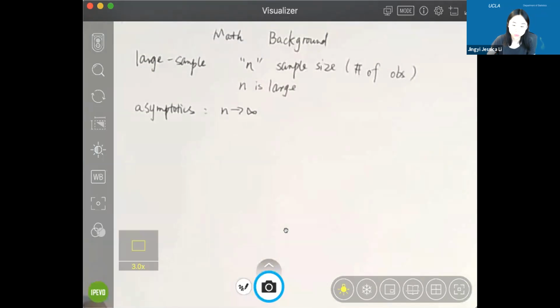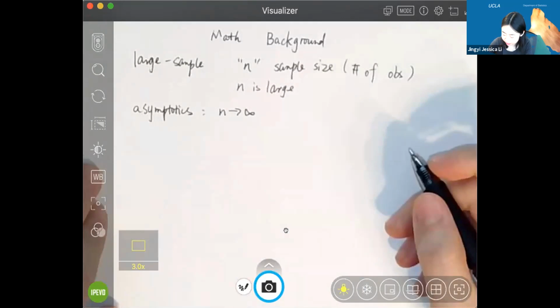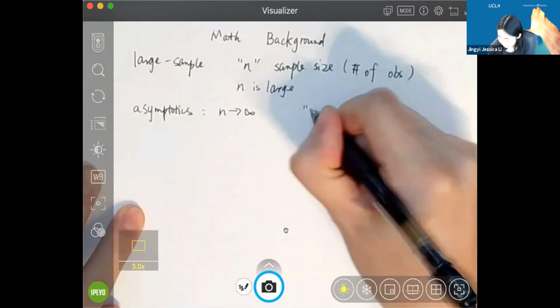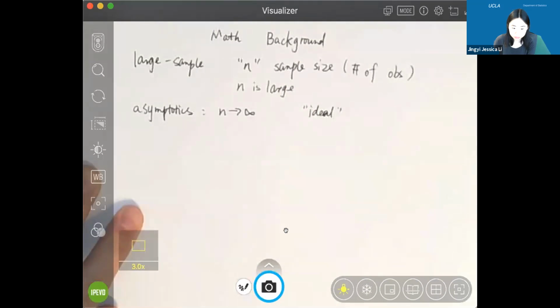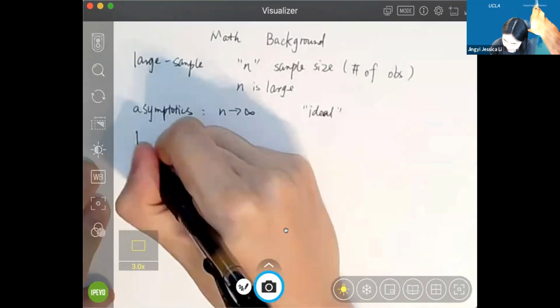Okay, so when n is infinity, we have no excuse to say our sample is too small, so we are not doing well. We cannot say that. So that's why you can think about asymptotics as an ideal in our statistical learning. Okay, so you see, we are trying to study this increasing sequence of n, right? You will see this idea later in the class.